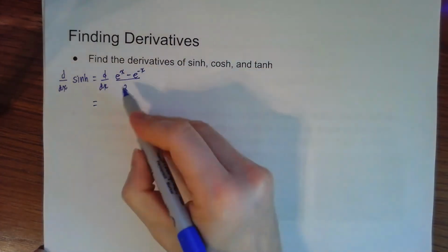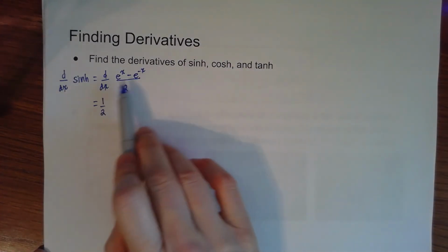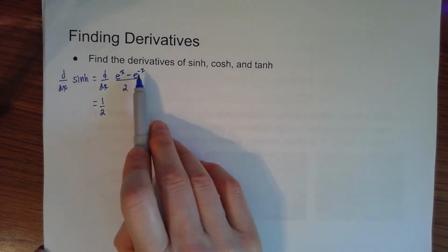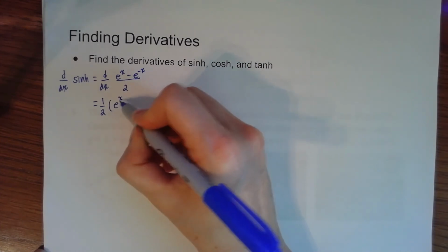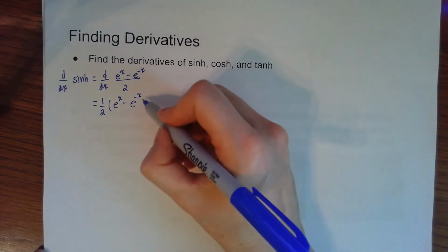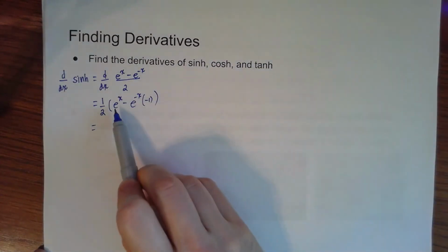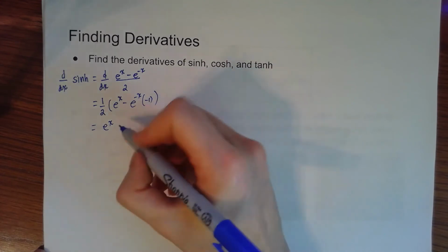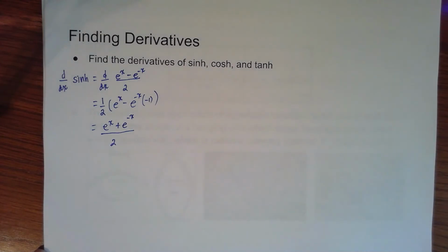Okay, so that 1/2 could come out front. I just have a 1/2 times the derivative of this difference. The derivative of a difference is the difference of the derivatives. And so the derivative of that would be e to the x minus e to the negative x times the derivative of negative x, which is -1. Okay, and so we get e to the x, and then minus is plus, so this is plus e to the negative x, and this is all over 2.